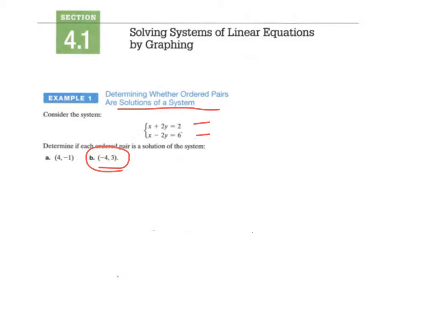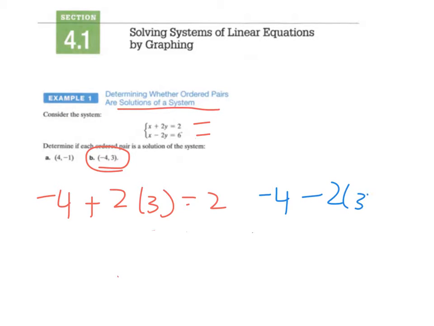So I'm going to put a -4 in for x plus 2, and I'm going to put a 3 in for y equals 2. And then I'm going to do the other equation, -4 minus 2 with 3 equals 6. And let's go through and solve this. As -4 plus 6 equals 2, that's true.